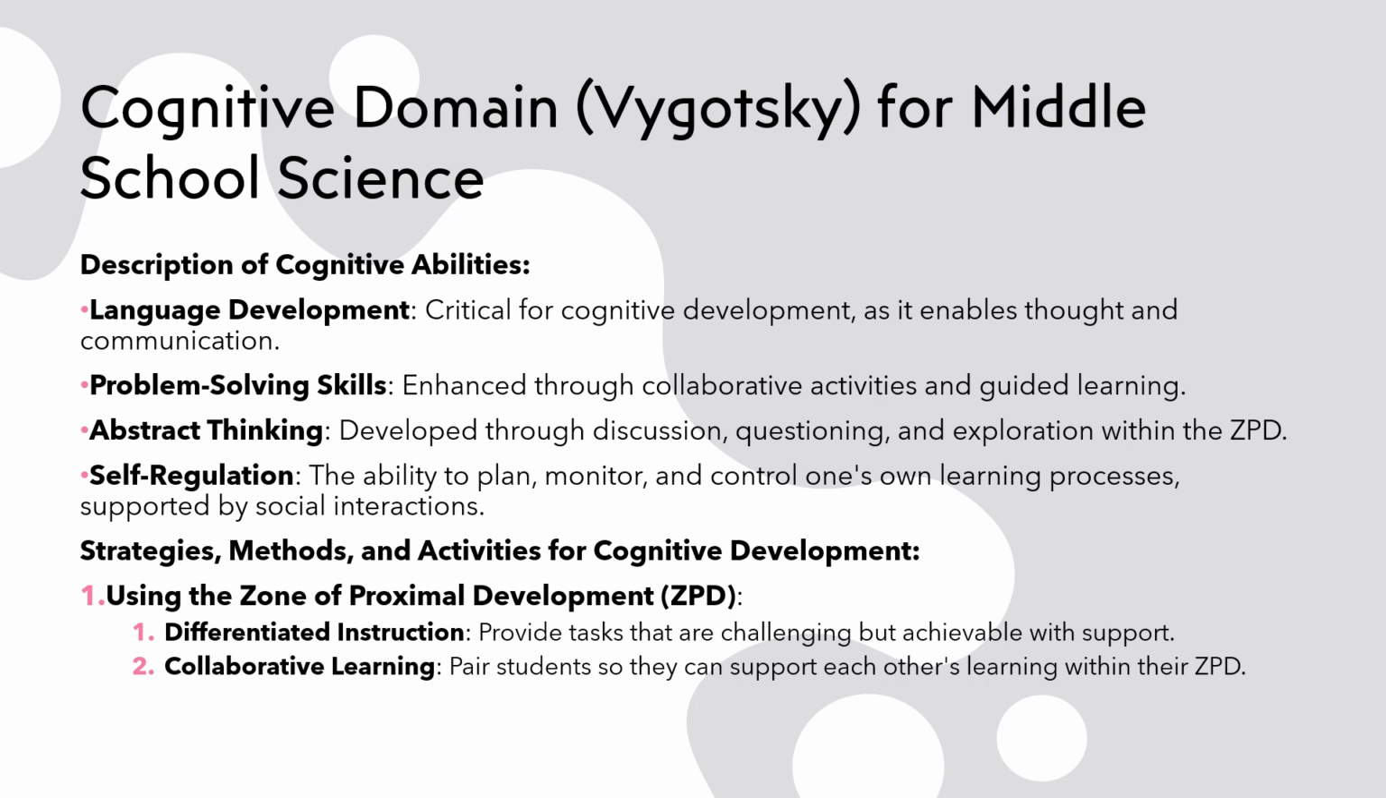Then we have self-regulation, which is the ability to plan, monitor, and control one's own learning progress, which is supported by social interaction as well. So next we have a few strategies, methods, and activities for cognitive development. So you'll be using the ZPD. So that is differentiated instruction.